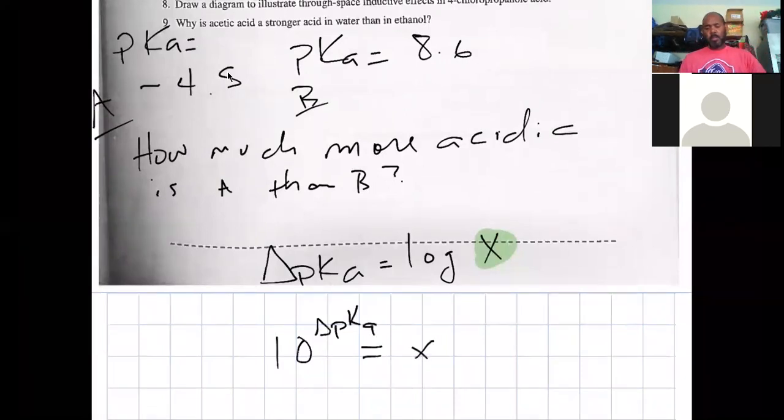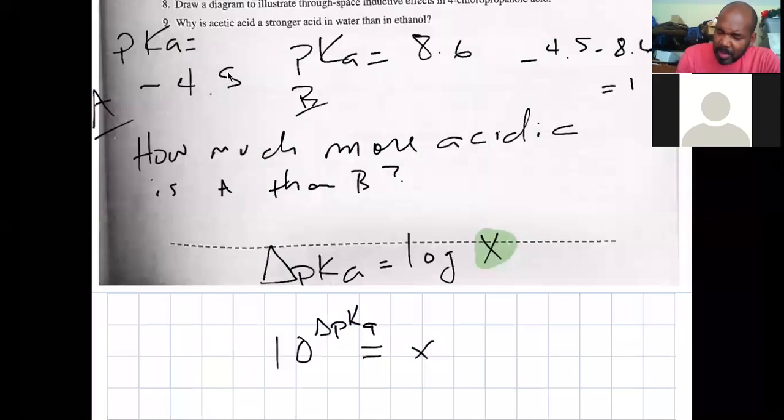Okay. So the difference in the pKa, we're just going to take the absolute value of that, because you don't want that delta pKa to be a negative number, right? So it sounds like a lot, but it's really not. You just take the difference. So it'll be negative 4.5 minus 8.6. What is that? 13.1. Is that right? We're taking the absolute value, so that's why I just left the negative sign off. Is it 13.1?